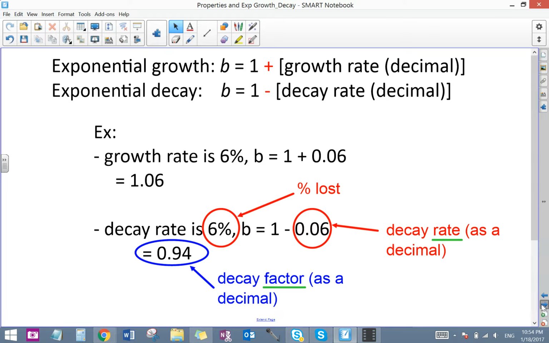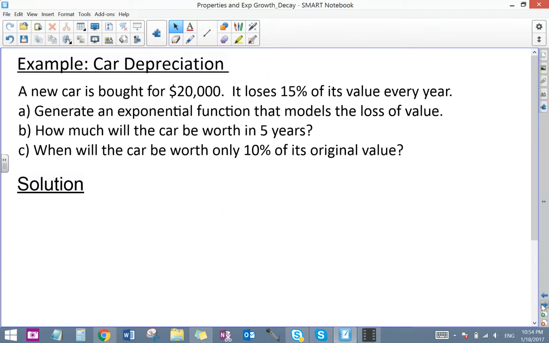So let's take a look at our final example that's going to showcase the concept of exponential decay. And a great example of that is that of car depreciation. As you can see here, we're buying a vehicle for $20,000. It's losing 15% of its value every year, and there are a few things that we need to take care of. Firstly, we need to come up with an equation for this particular function that's going to model or represent the loss of its value year over year.